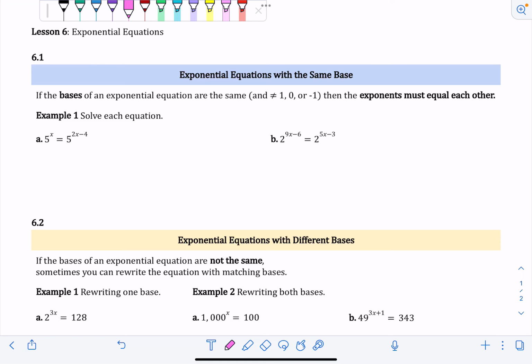Lesson 6 is solving exponential equations, and in 6.1 we're going to be solving exponential equations that have the same base on each of the exponentials. If the bases of an exponential equation are the same and are not equal to 1, 0, or -1, which would be a weird special case, then the exponents must equal each other. If the bases are the same, the exponents must also be the same value in order to keep the equation balanced. So example 1, we're going to solve both of these equations.